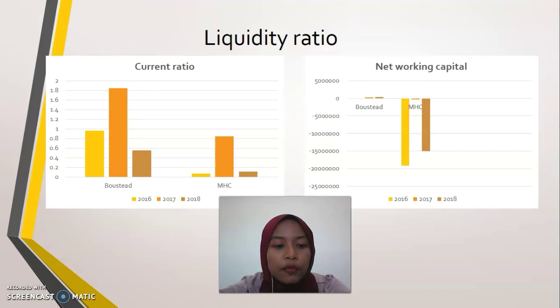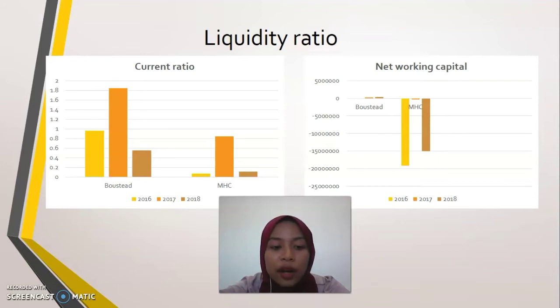So the current ratio for MHC plantation is 0.07 in 2016, increased to 0.84 in 2017, and decreased to 0.11 in 2018. It means that MHC has 0.07 times, 0.84 times and 0.11 times more current asset than current liabilities in 2016, 2017 and 2018 respectively. MHC has not yet reached a stable cash flow, which is a 1.5 to 2 current ratio.